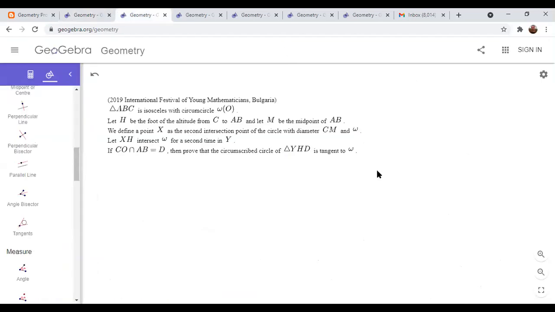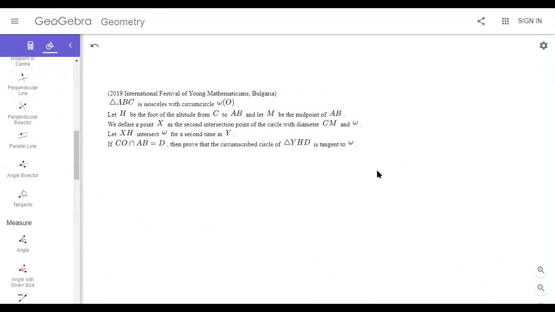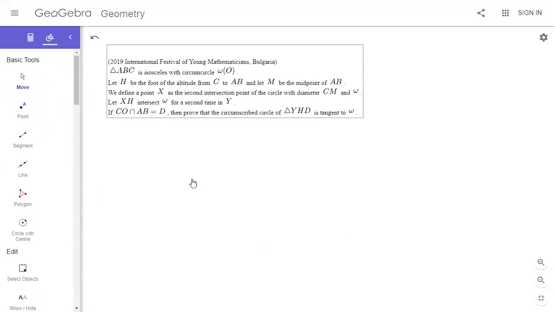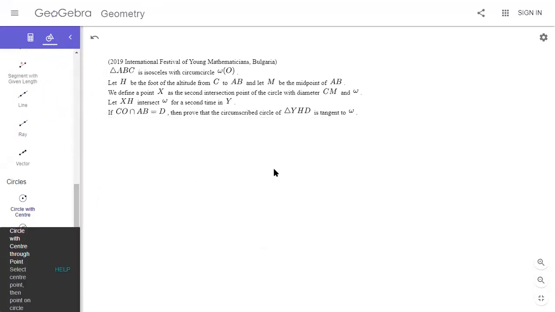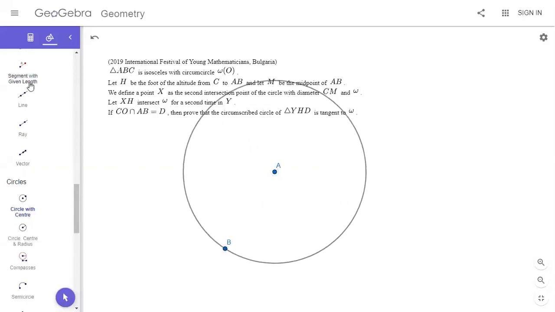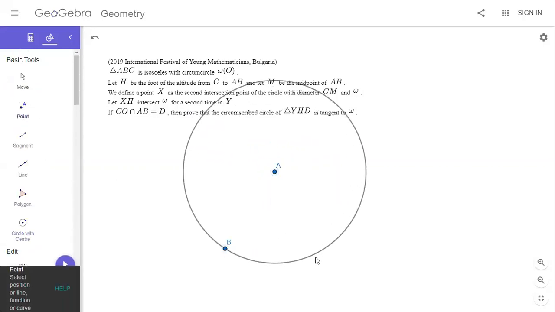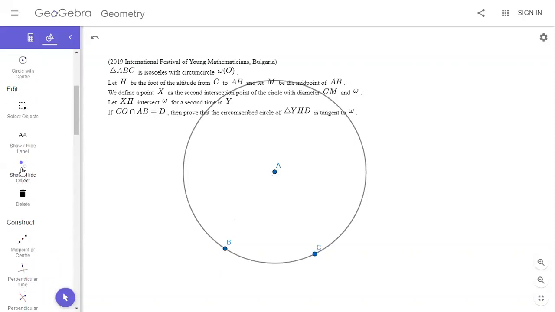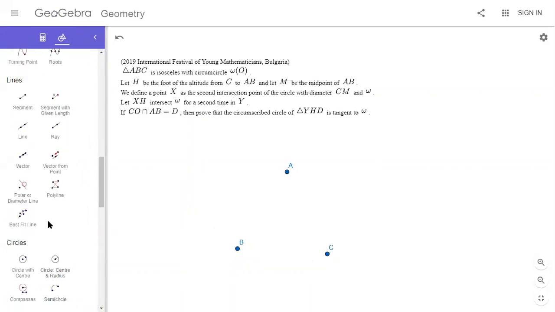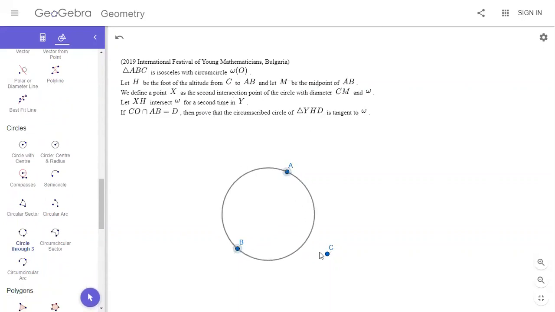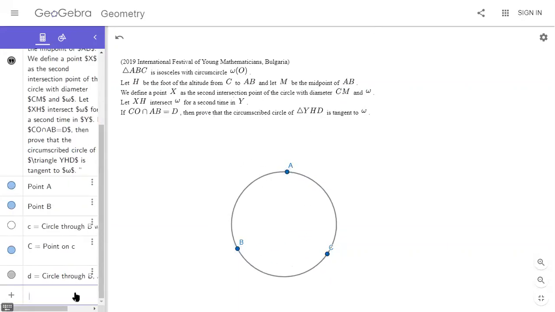Let's see who's all right, we still have Rodrigo on. So we have an isosceles triangle with circumcircle omega, right? So ABC. So I'm going to draw the circumcircle. And O is the center.